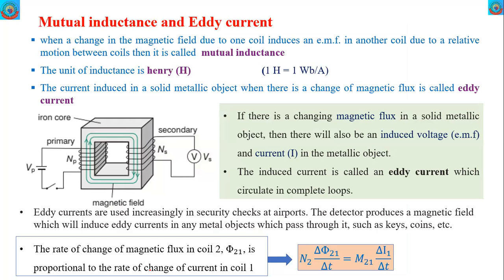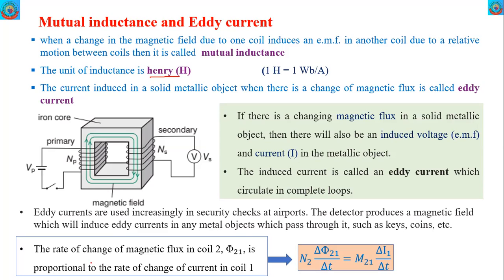Mutual inductance and eddy current we discussed in the last class also. The unit for inductance is the Henry. So 1 Henry means Weber over ampere. So this is what we have discussed.